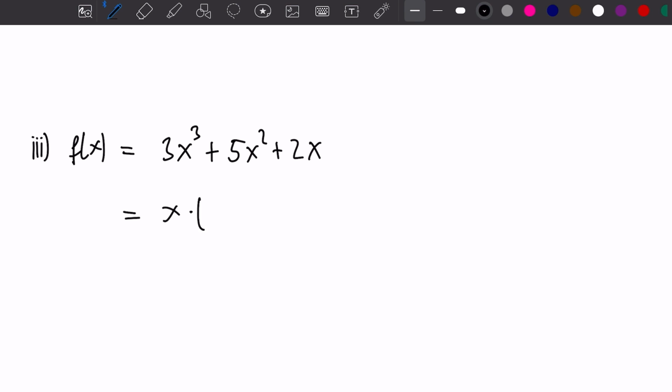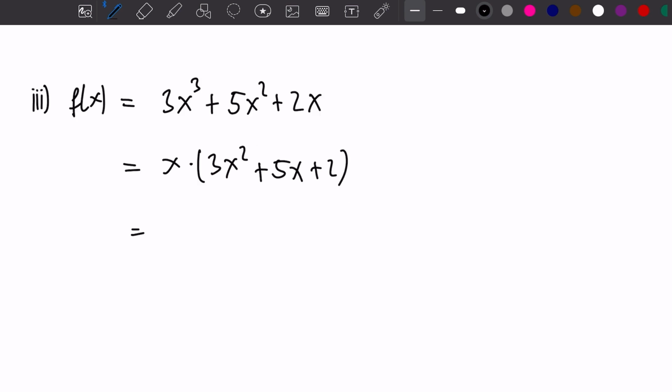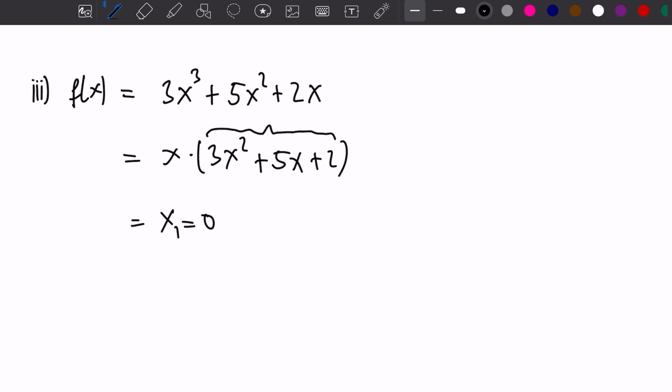So we put the x outside: 3x squared plus 5x plus 2. So the first intersection with the x-axis is at 0, because when we plug in 0 here, then the whole term gets 0, so the first zero position. And then we have to put the quadratic formula on here.